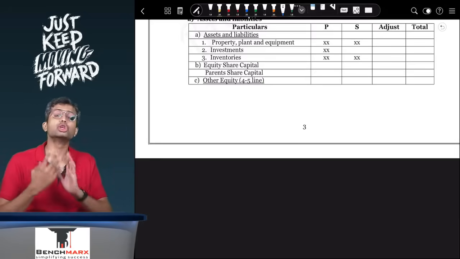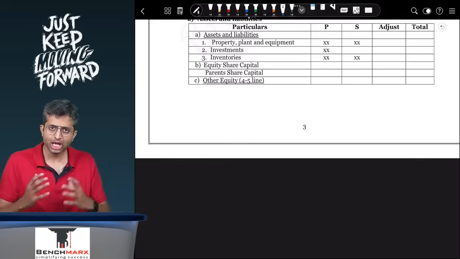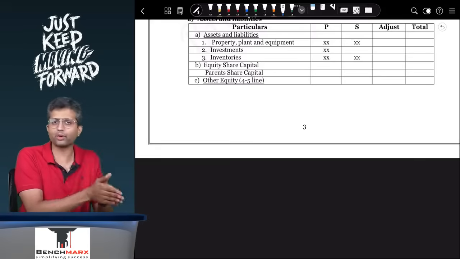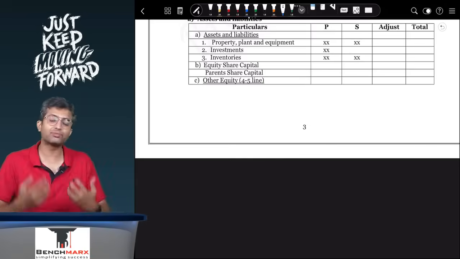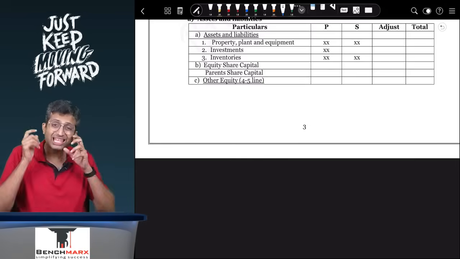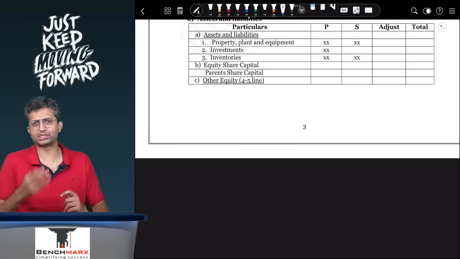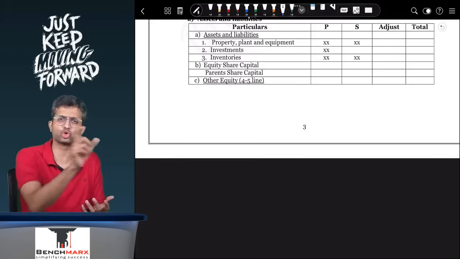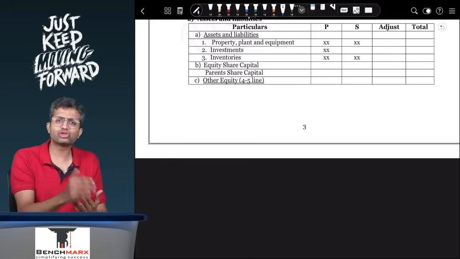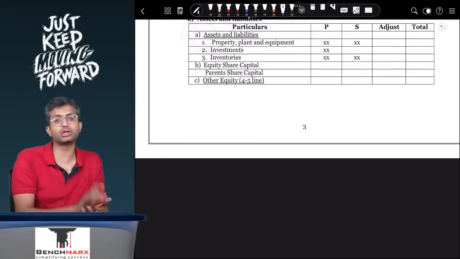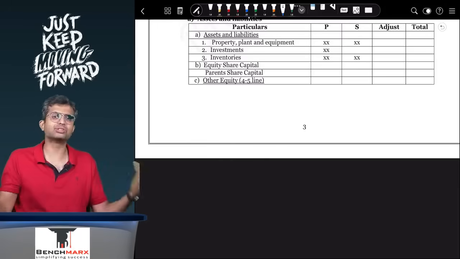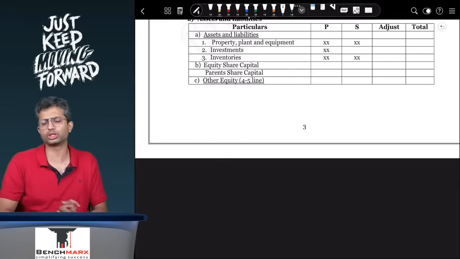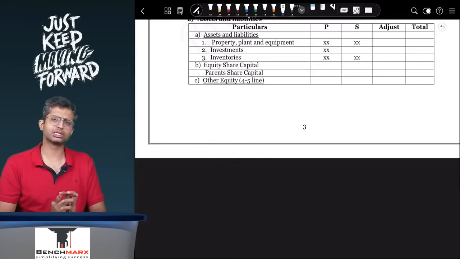Step number 4, you analyze the reserves where you split the profits between pre and post, give effect to the adjustments, and then at the end attribute the profits to the parent and the NCI. Parent share in the pre-acquisition profits goes to goodwill, working note 2. Parent share in the post-acquisition profits goes to the consolidated other equity, working note 1, and NCI share, whether pre or post, will go to working note 3, which is NCI, considering proportionate net assets method.